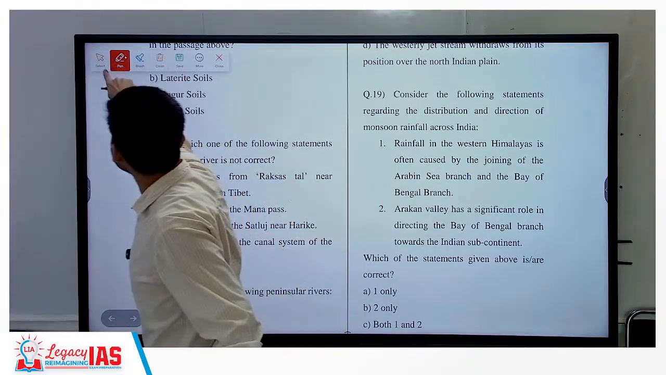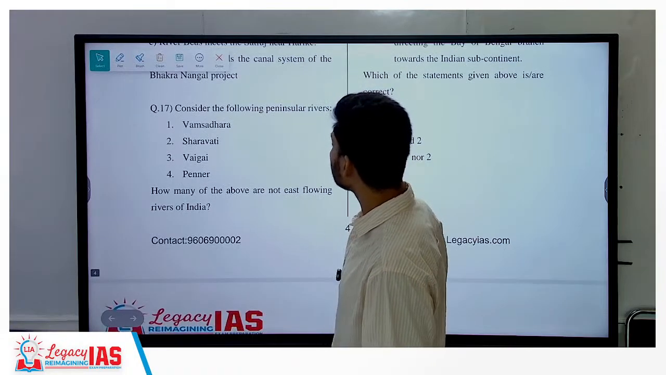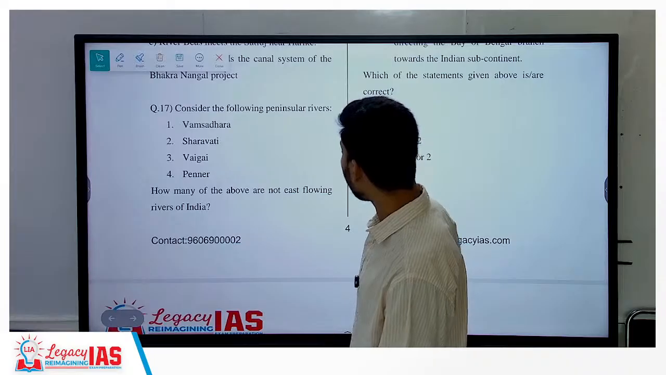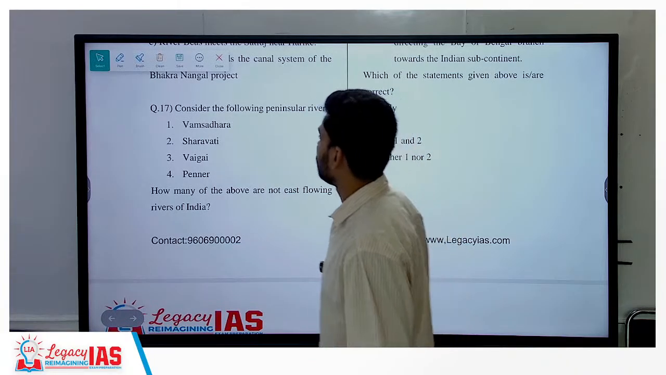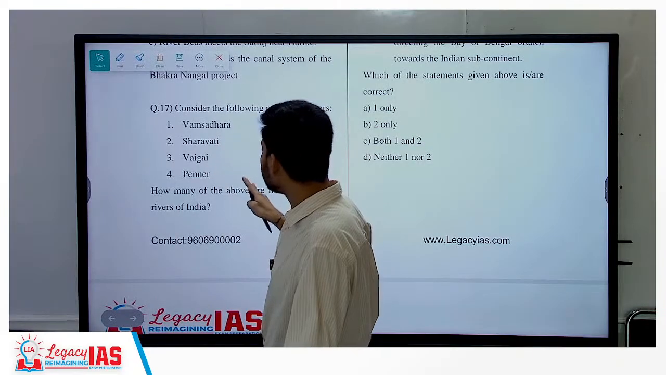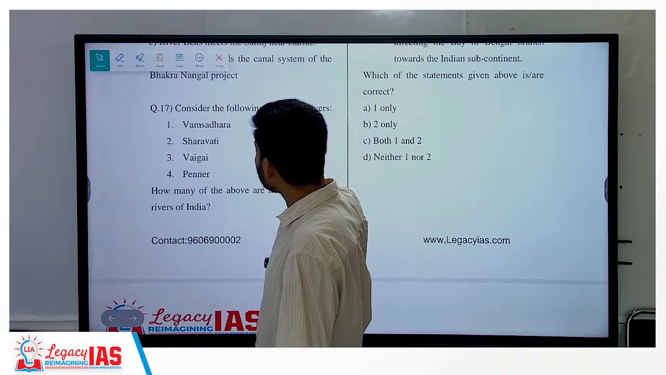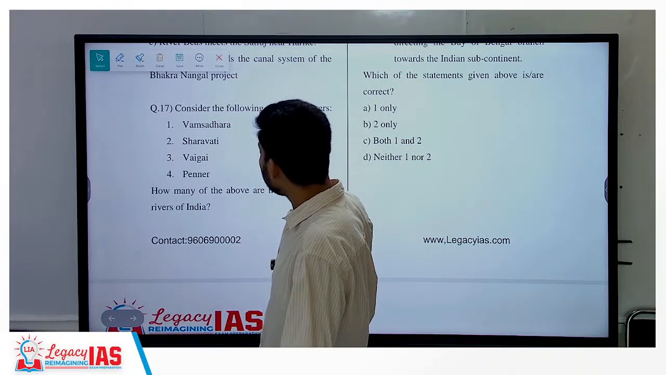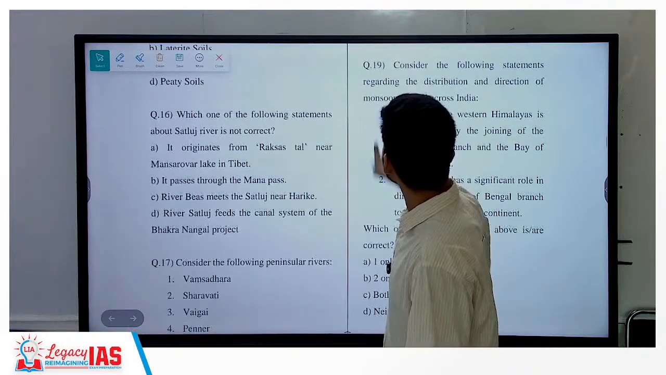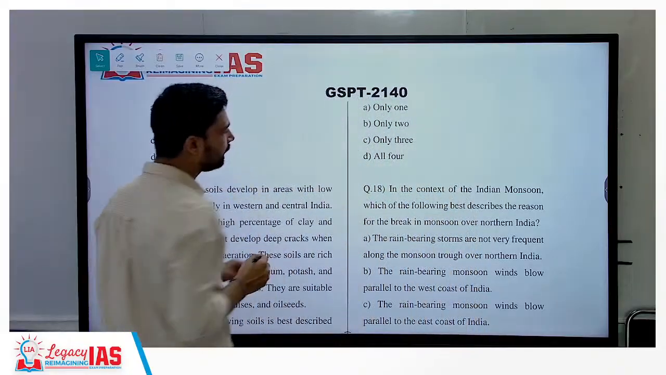Passes through Shipkila. Then consider the following peninsular rivers: Vamsadhara, Shravati, Vaigai, Pennair. How many of the above are not east flowing rivers? Not east flowing, right? So west flowing. Which river? Shravati is west flowing. Apart from that, Vamsadhara, Vaigai also through Madurai, it goes through Pennair also. It is from Nandi Hills going all the way to the east. So what is correct option? Shravati. Which one? Only one. Okay, A is the correct option.